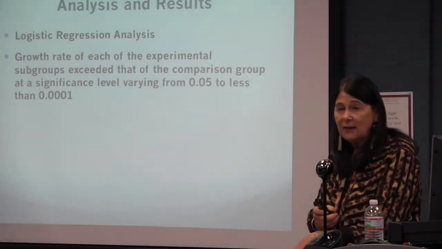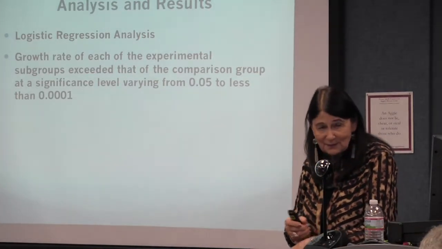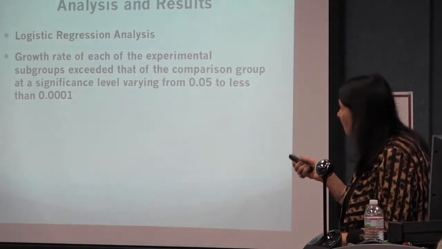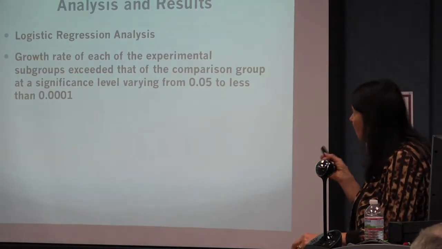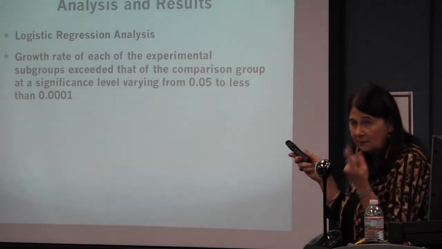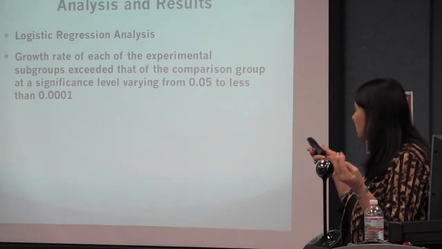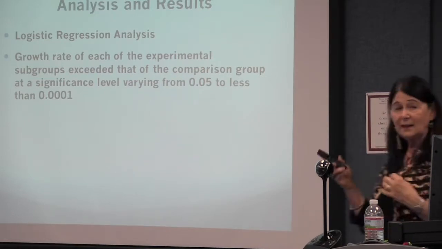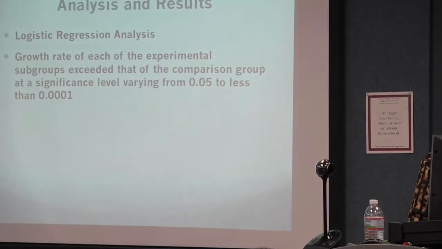The data was analyzed using a logistic regression model. If you have any questions about that, you can talk to my husband after this. But I'll tell you a little bit about what we found. So we looked at the growth rate of the experimental groups and that of the comparison groups. And the growth rate of the experimental subgroups, elementary, secondary, and in-service, mostly middle school, exceeded that of the comparison group at significant levels that varied from 0.05 to 0.0001, so very significant.